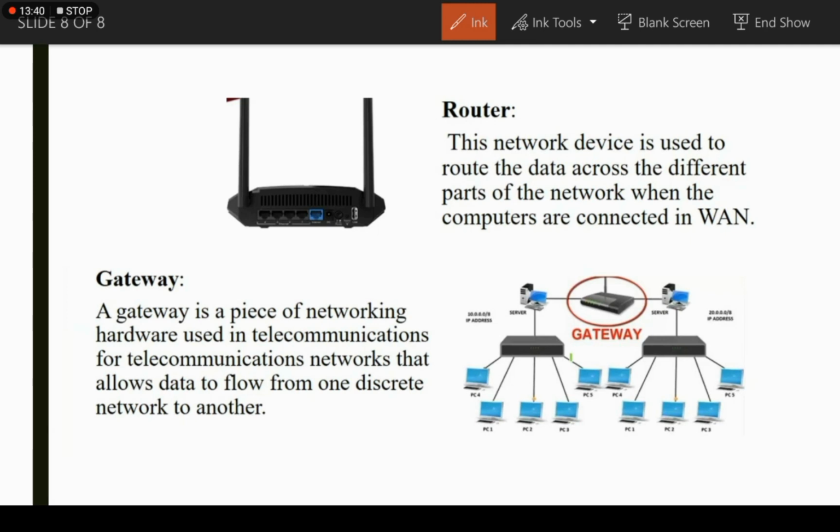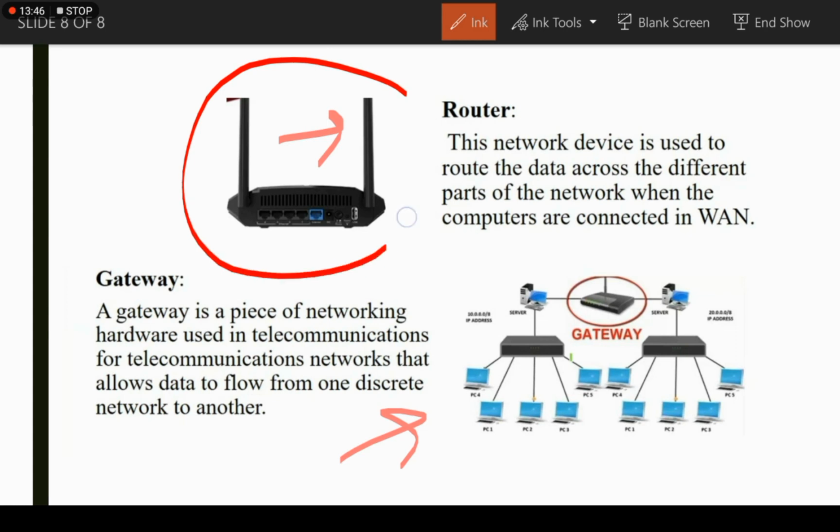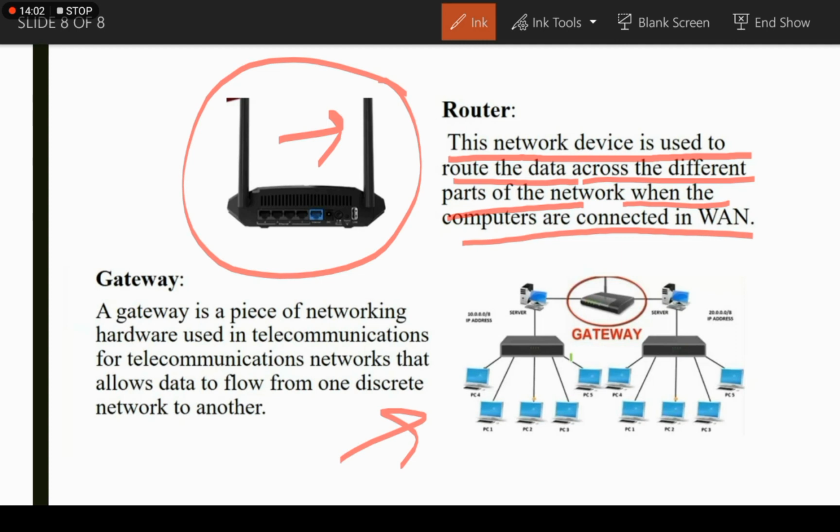Next device is router and gateway. Basically, as you can see, router is a device which works as a wireless device. This network device is used to route the data across the different parts of the network when the computers are connected in WAN. So WAN means wide area network. We will learn about LAN, WAN and MAN, the types of network, in our next video. So router is basically used to connect the computers in a network, but this is a wireless network.